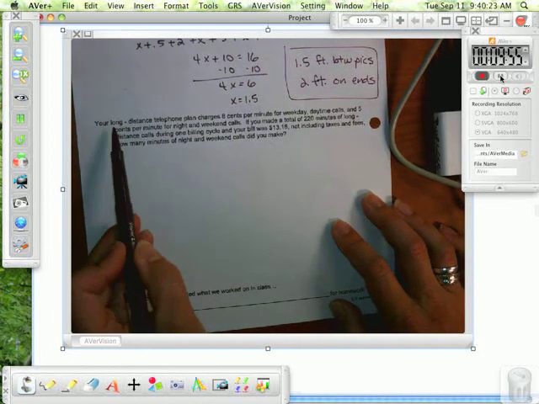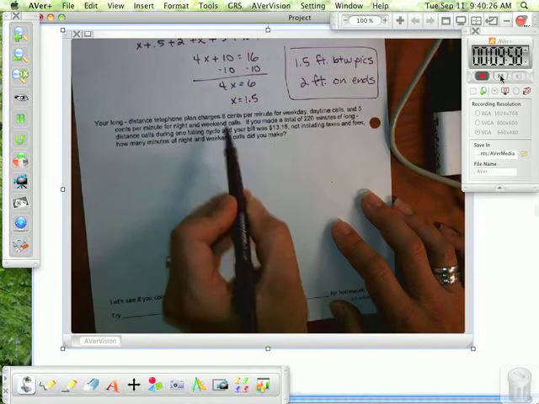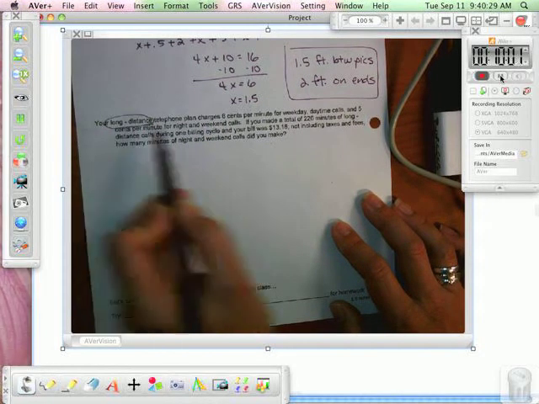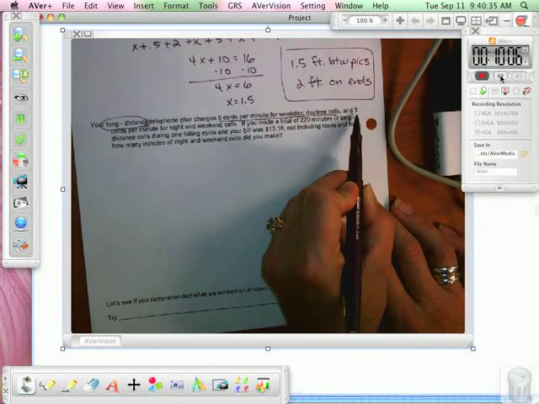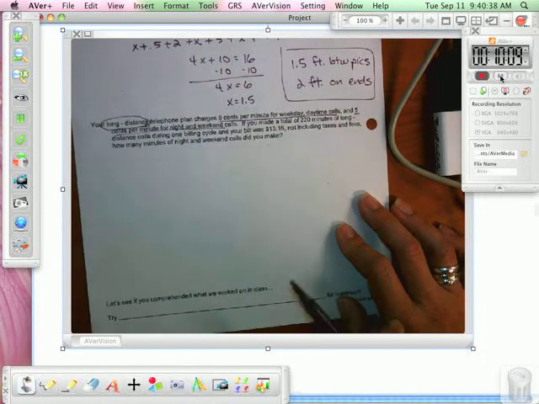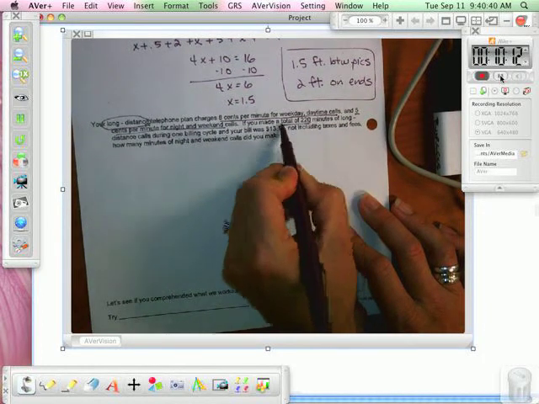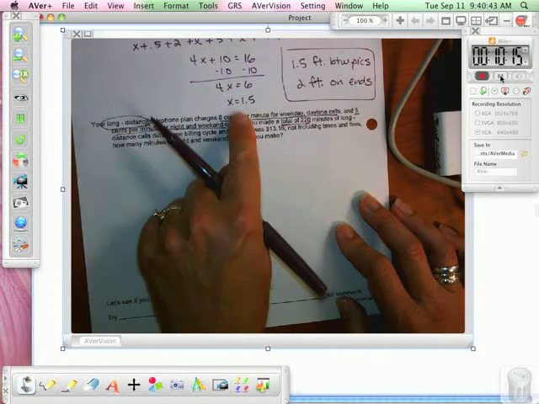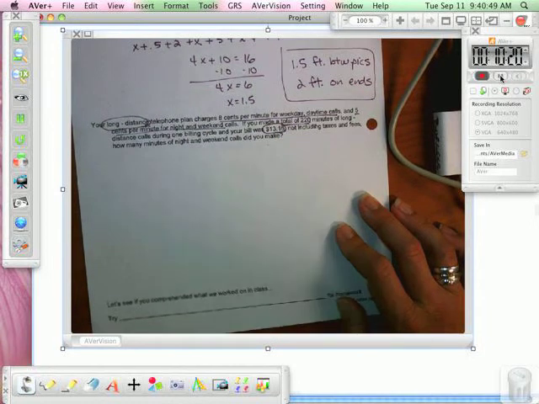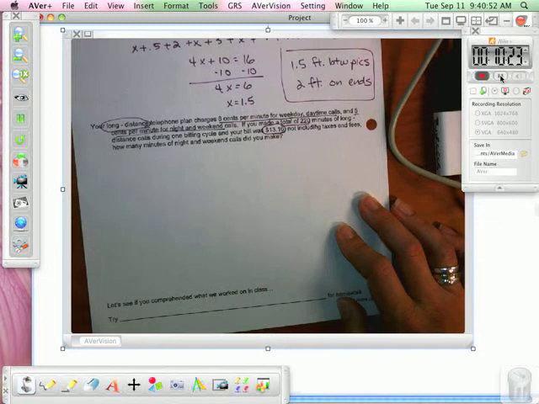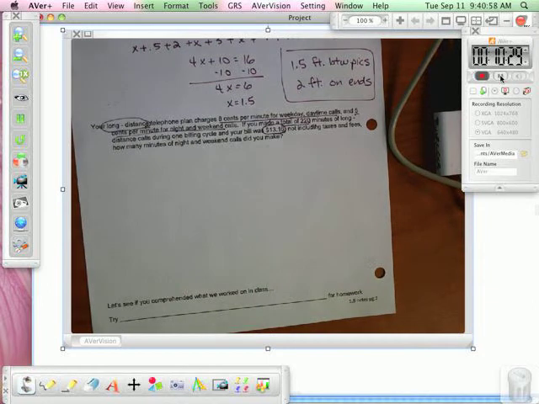All right, your long-distance telephone plan charges 8 cents. Okay, this is important. Long distance telephone plan charges 8 cents per minute for the weekday daytime calls and 5 cents per minute for night and weekend calls. If you made a total of 220 minutes of long distance calls during one billing cycle, and your bill was $13.16, not including taxes and fees, how many minutes of night and weekend calls did you make? There's that question. That question tells me what my unknown is. What's my unknown? Yeah, minutes of night and weekend calls.